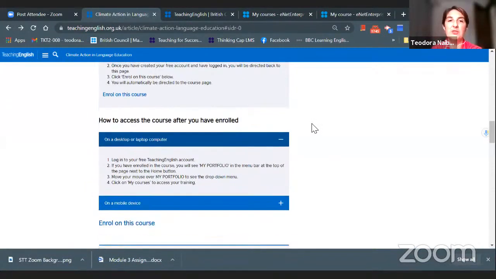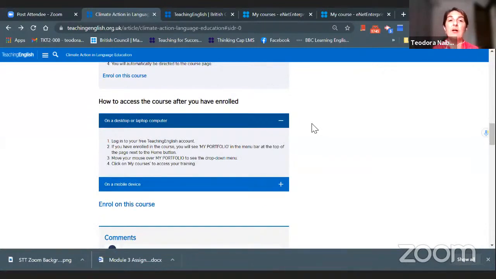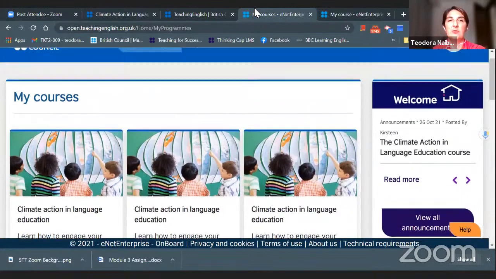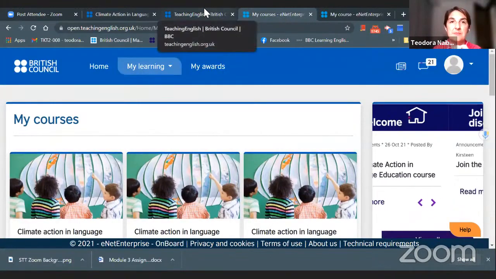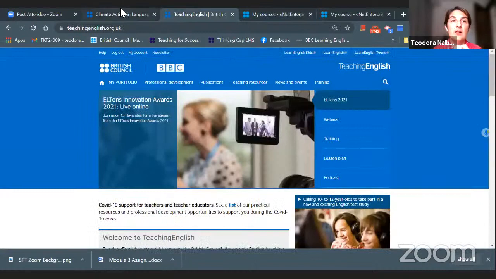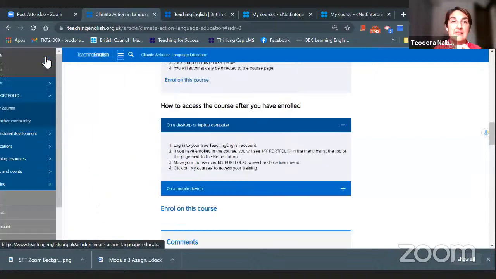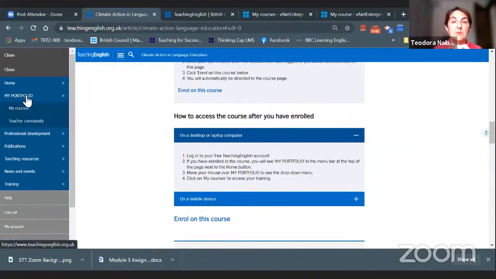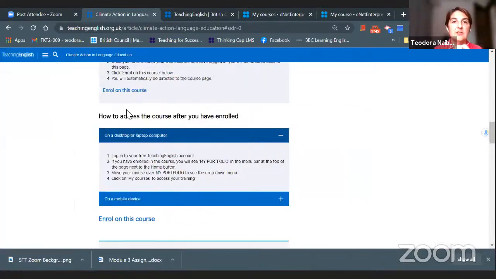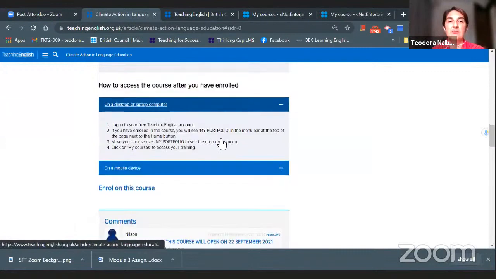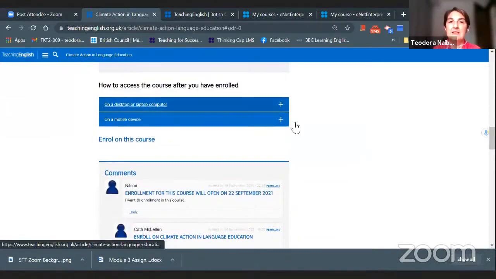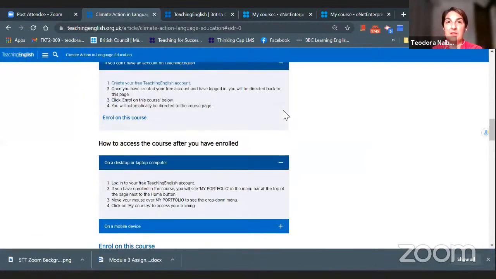What I want to show you is that if you are working on a desktop or a laptop computer, you will see it like this. You will see the course here, and I will show you a few tips in a second. If you are on a mobile phone, you need to go to these 3 horizontal lines here, and in My Portfolio, you will see My Courses. So all the steps are here. Just go to the blue line here, and you will have all the information.